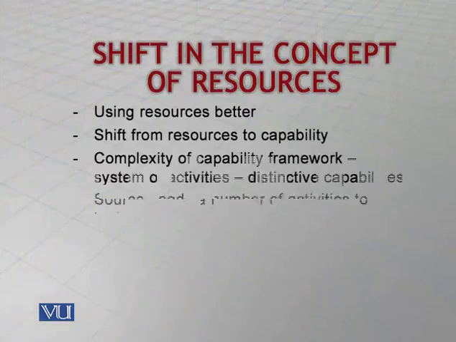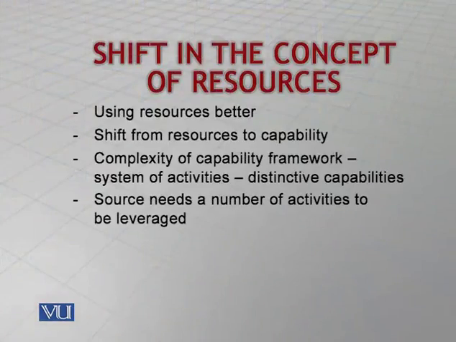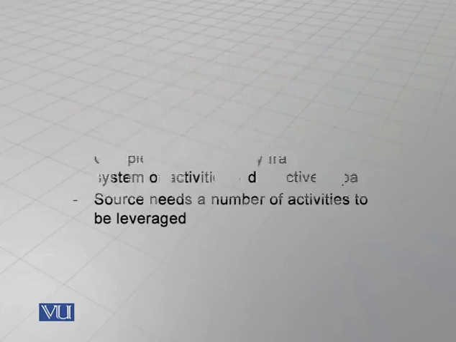Now, we know that the capability framework is a little bit more complex. Here, Day is the one who has actually voiced this logic of distinctive capabilities or the framework of capabilities. Now, in saying this, he is actually saying that it's a complex system of activities. For a simple example, let's take a very simple example. McDonald's is a very successful burger selling fast food restaurant.